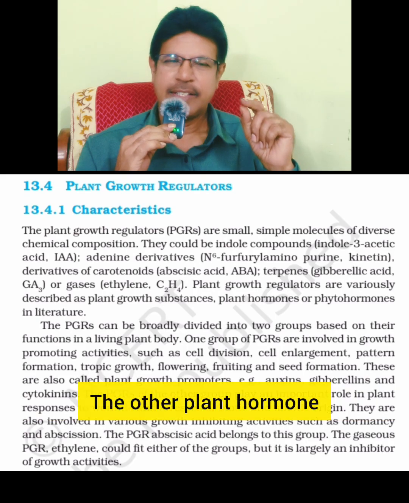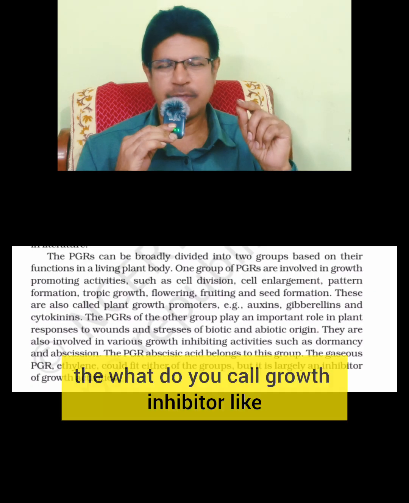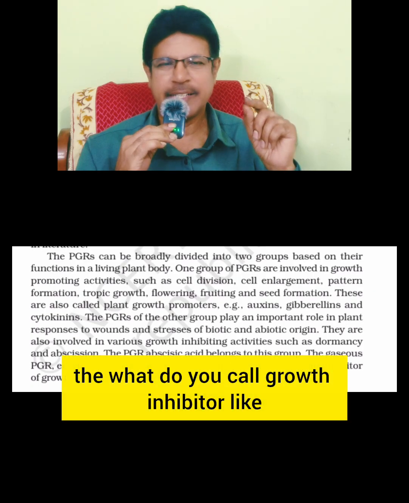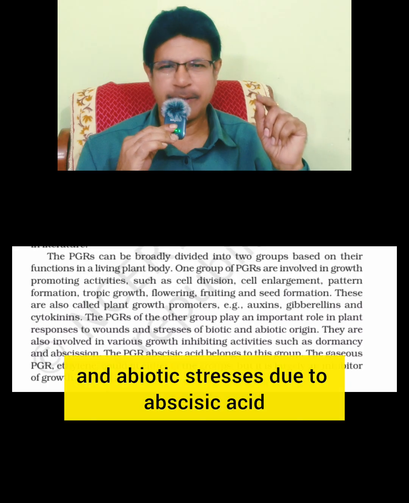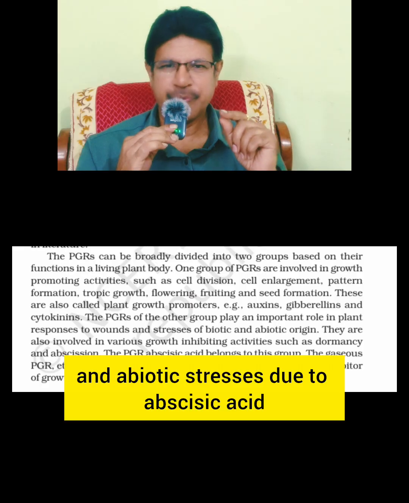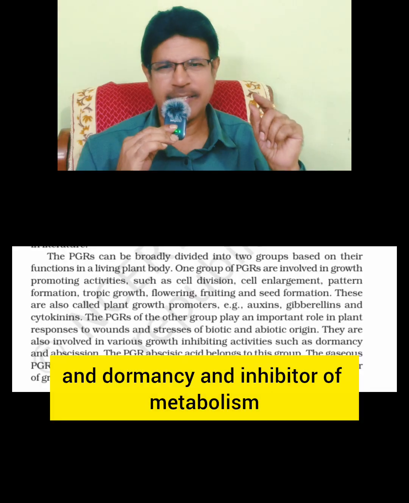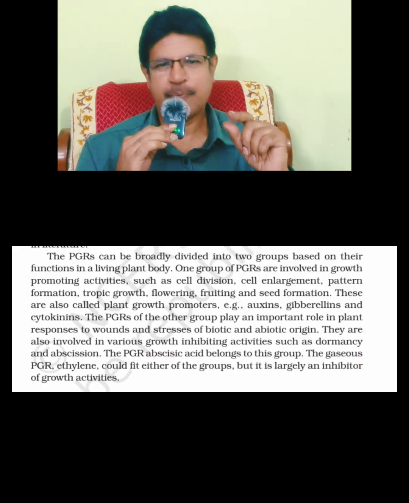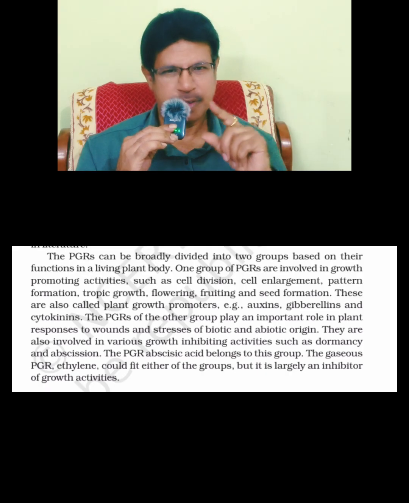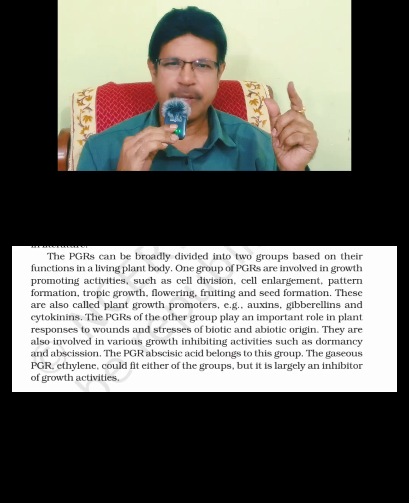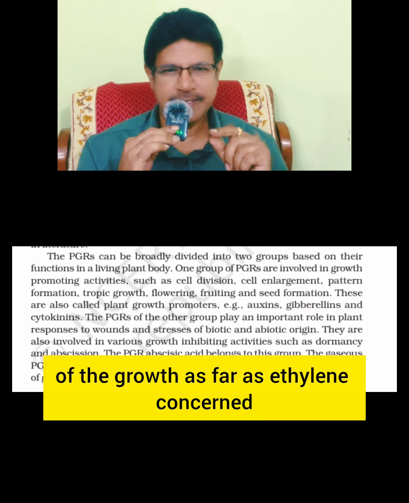Next, the other plant hormone having inhibiting properties, what do you call growth inhibitor, like abscisic acid. It is involved in plant response to wounds and abiotic stresses, abscission and dormancy, an inhibitor of metabolism. The other hormone which could fit either of the groups, promoter or inhibitor, but largely it is considered as an inhibitor of growth as far as ethylene is concerned.